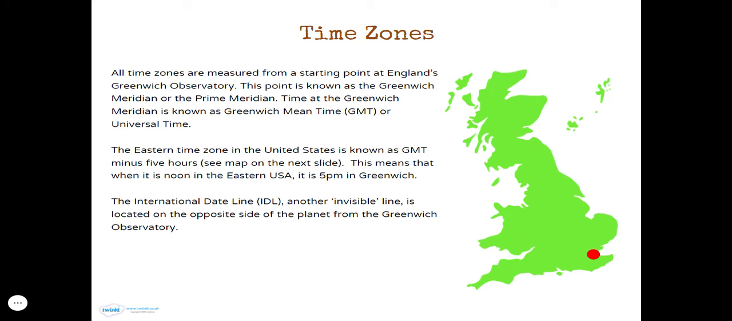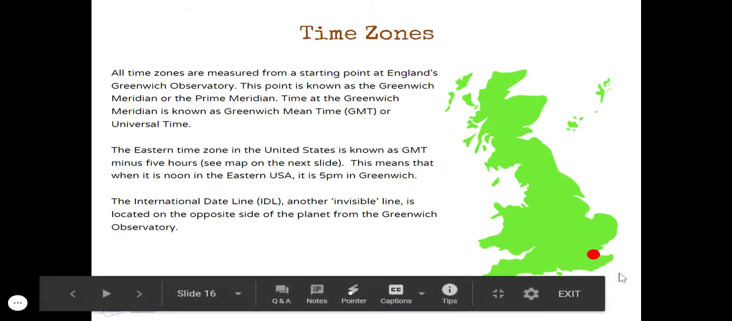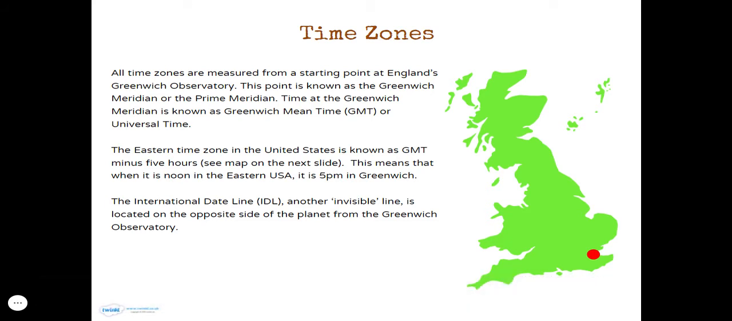All time zones are measured from a starting point at England's Greenwich Observatory. This point, which is just down here, look, this little red dot, is known as the Greenwich Meridian or the Prime Meridian. Time at the Greenwich Meridian is known as Greenwich Mean Time, or GMT, or Universal Time. So you might see that when you set your clock on your phone. You may be asked which time zone you're in, and if you can find Greenwich Mean Time or GMT, that's what it stands for where we are in the UK.